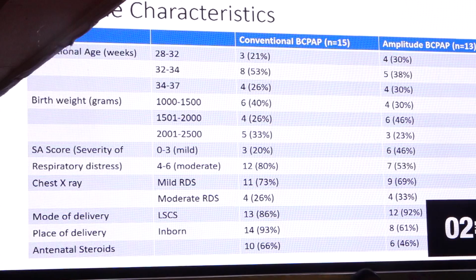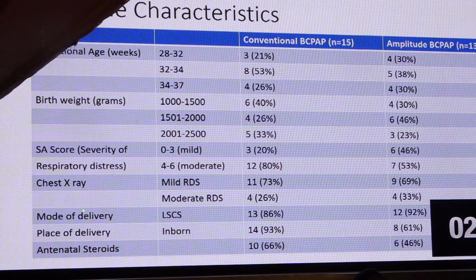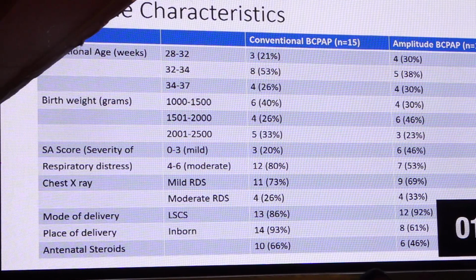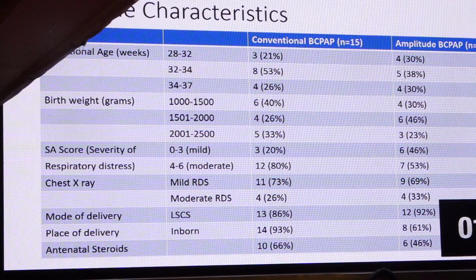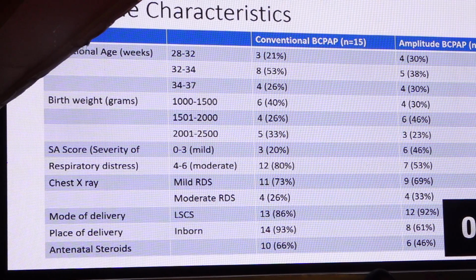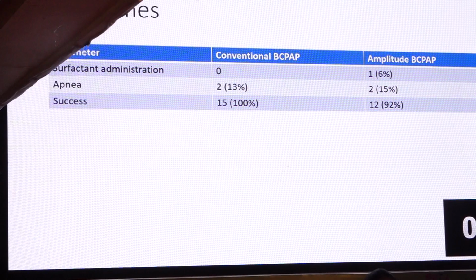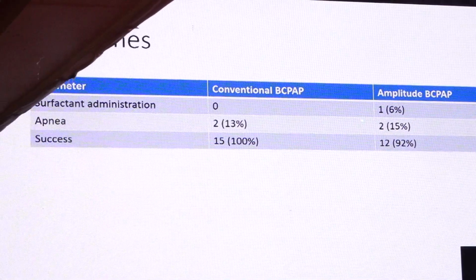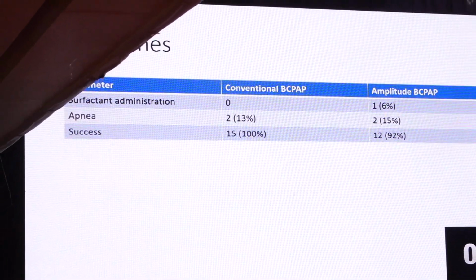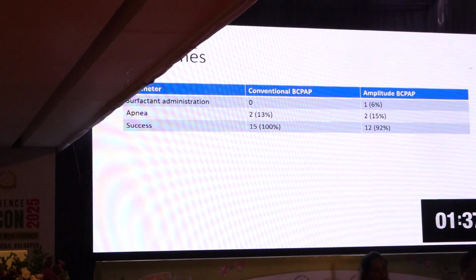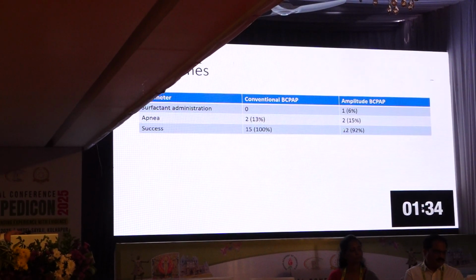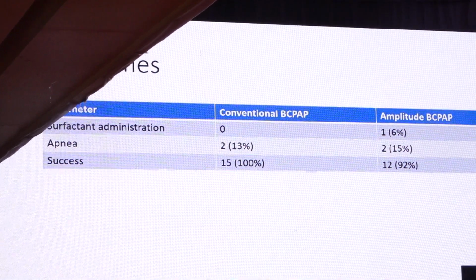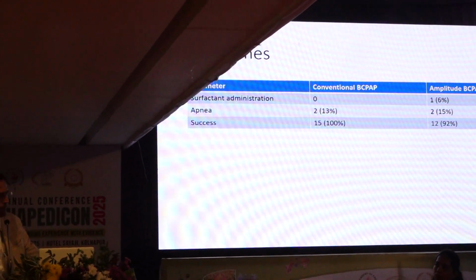Gestation wise, they were all similar. The only slight difference was on the antenatal steroid. We had more babies with poor antenatal steroid coverage in amplitude CPAP, and we had more outborn babies in amplitude CPAP. But outcome wise, one baby needed surfactant in amplitude CPAP. Apnea were 2 in both, and success, there was one baby failed in amplitude CPAP group. That was the same baby who needed surfactant, who had very severe disease. But statistically, it was comparable.